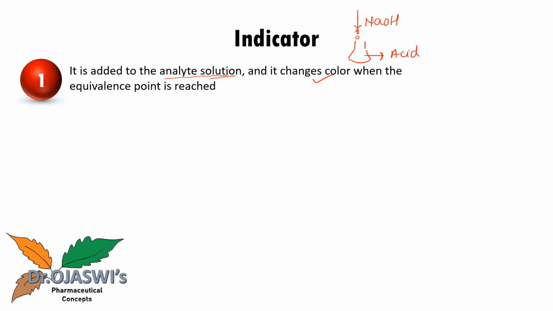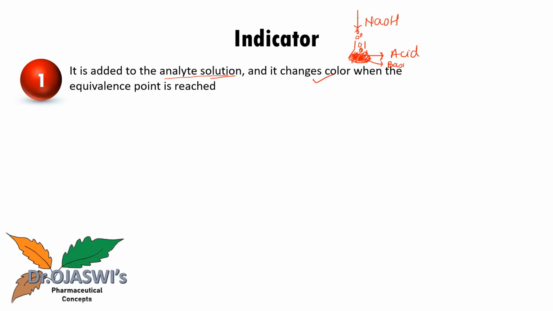Okay, so once this reaction or neutralization is complete, for example I am adding NaOH, some molecules of acid are neutralized, the next drop of NaOH neutralizes some more molecules of acid, and in this way the whole acid which was there in the flask is neutralized at one point.